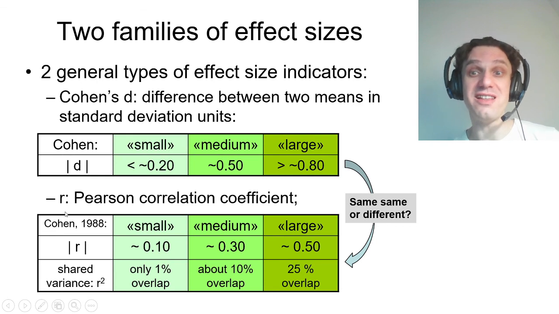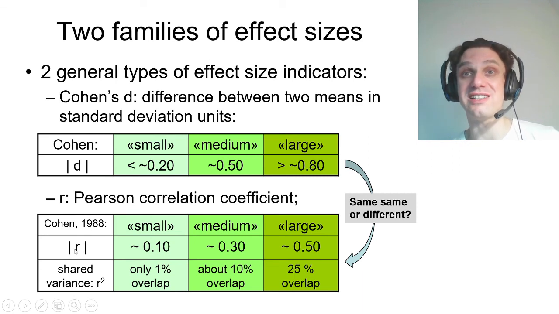And Cohen, of course, was aware of these limitations. But there is also another measure of effect size, Pearson r. And Cohen also proposed some guidelines to interpret the size of the correlation. He said, if correlation is 0.10, let's call it small.